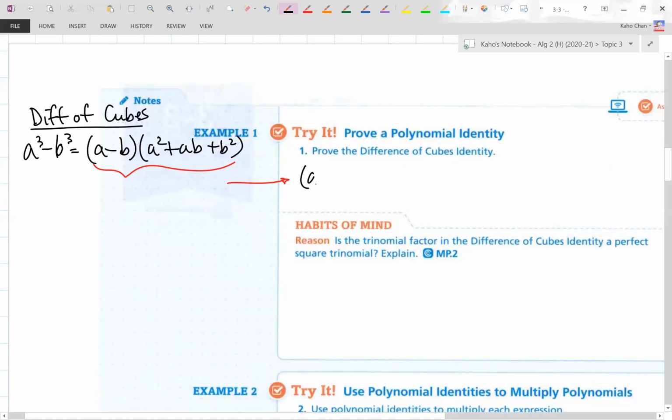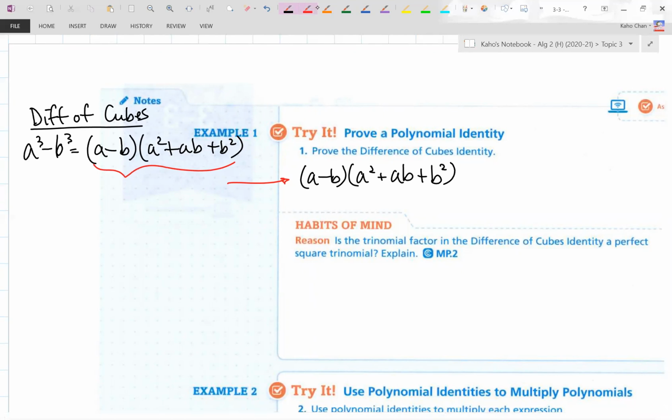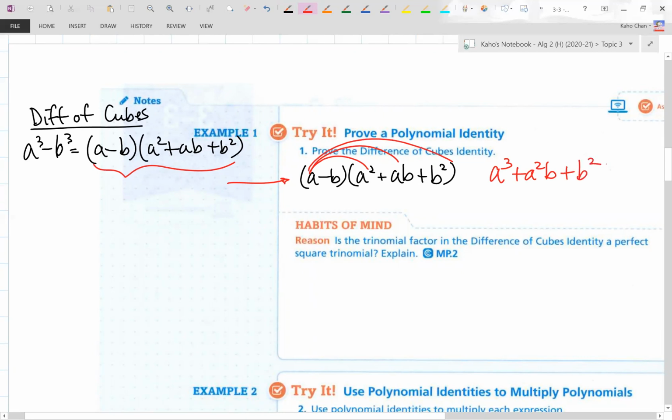Here we go. I'm just going to rewrite it and FOIL it. We have a binomial times a trinomial. When we do that, we're going to end up with 6 products. Here we go. a times a squared, a times ab, a times b squared. That takes care of the first half of the product. Let's do the second half here.